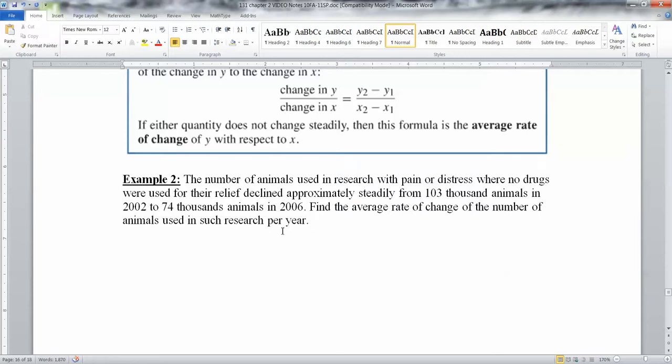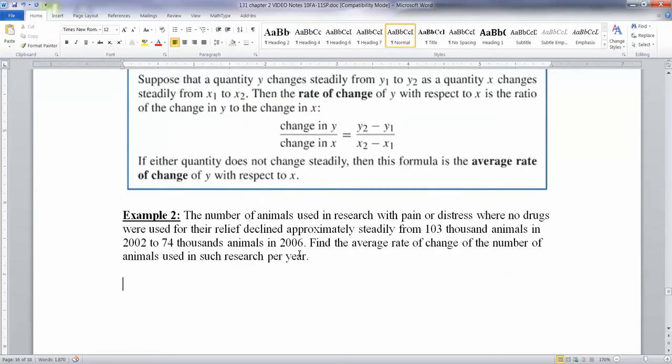Okay, so a couple of things. The average rate of change, why average? Why not just say the rate of change? Well, because it was approximate. This isn't perfect. It's not like it drops the same amount every year. It just drops an average. And that's what you're trying to figure out. On average, how much does this drop per year?